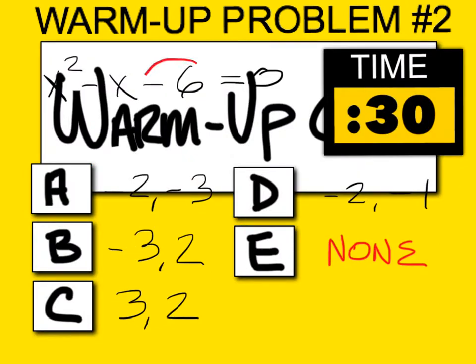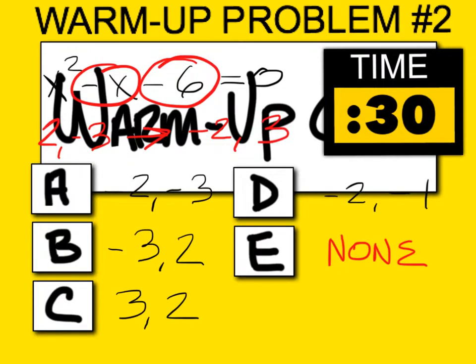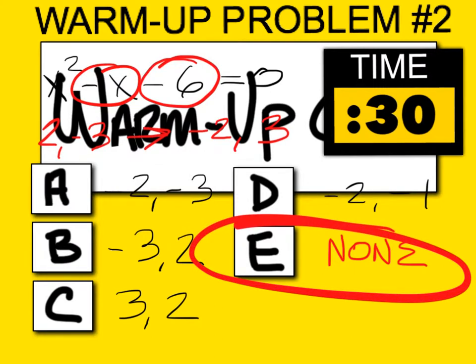Two numbers that multiply to get negative 6 and add to get a negative 1 would be 2 and negative 3, but you reverse those to get negative 2, 3 to get the solutions. Negative 2, 3 does not appear up here, so the answer is E, none.